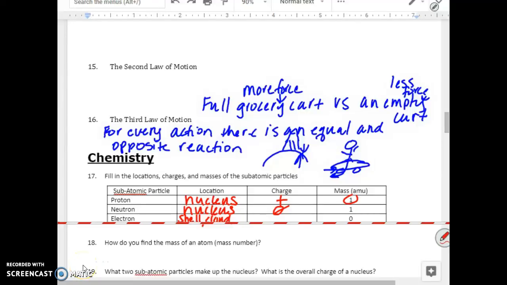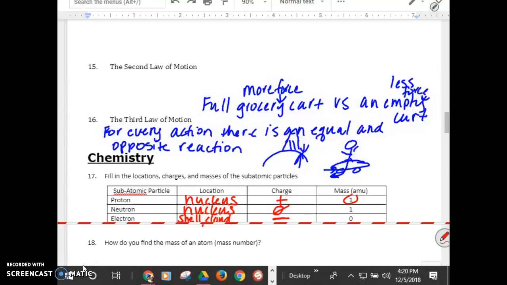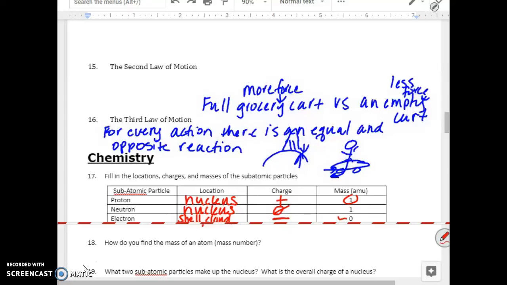Okay, we got cut off there at the electron. So the electron is located in the shell, the cloud. It goes by several names, the rings. The charge, of course, is negative on the electron. And we call the mass virtually zero, which is actually about 1 over 1,840 AMU, but that is so small, we could pretty much count that as a zero mass.